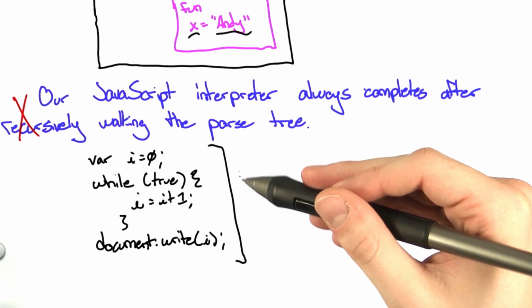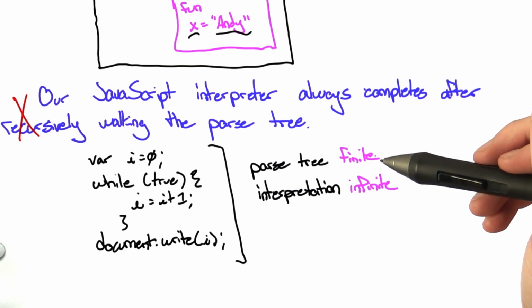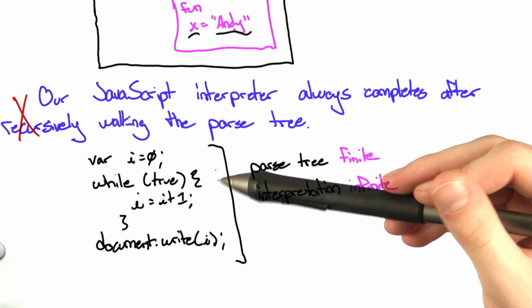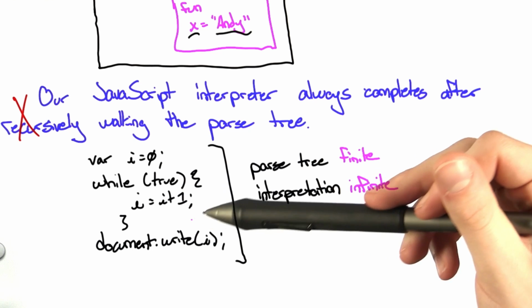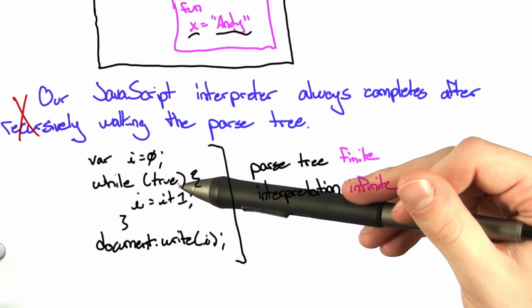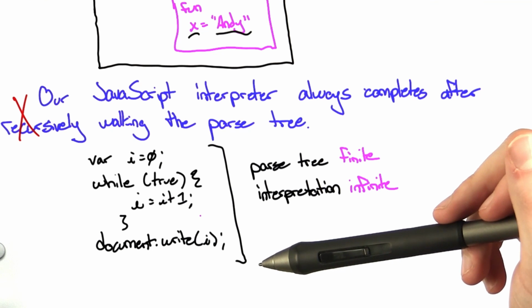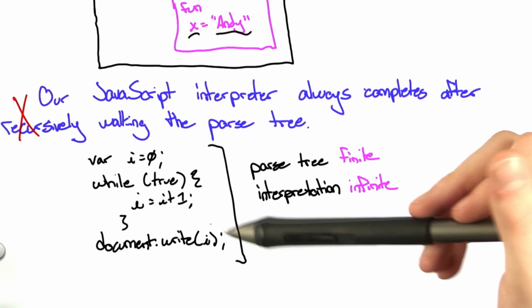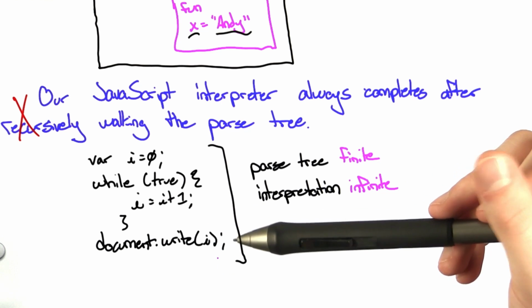Here I have a little bit of JavaScript that never terminates. Although the parse tree for this JavaScript is finite, interpreting it is infinite. The way we interpret JavaScript is by running it, and in the process of running it, we're never going to exit this while loop because the condition is true. So you may ask yourself, can our JavaScript interpreter recognize that this while loop will never finish and simply skip it, or somehow move on from it, or just terminate early?